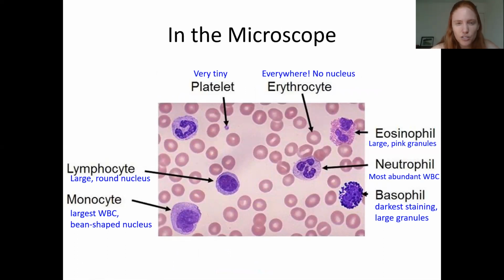Okay, so let's look at what it looks like. When you look through the microscope, you're going to see a bunch of pink dots all over the place. Those pink dots are called erythrocytes, which are red blood cells. And notice that they don't have any nucleus at all. They kind of look empty inside. Then the next most common blood cell is going to be the neutrophil. So the neutrophils are the most abundant white blood cell or leukocyte.